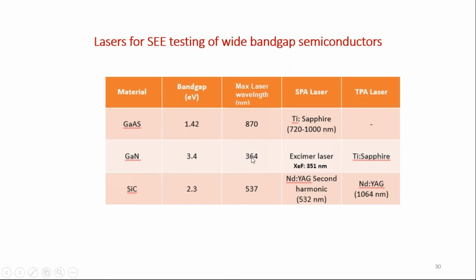Its maximum laser wavelength is 364. This is the band gap wavelength. So excimer laser would do. And for silicon carbide, 2.3 electron volts, you could use a second harmonic neodymium YAG laser. So we haven't built these systems, but we are capable of building them if someone is interested in testing other types of semiconductors. So it is possible for us to do that. You cannot use the same laser. You need a different laser, that's for sure.